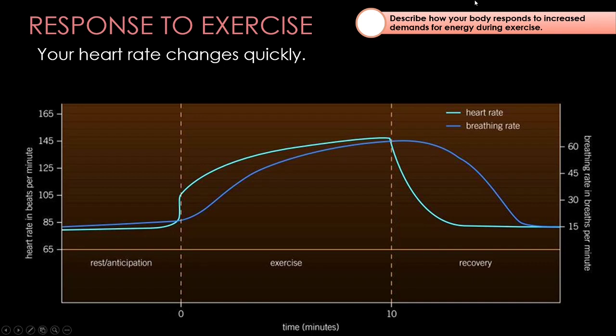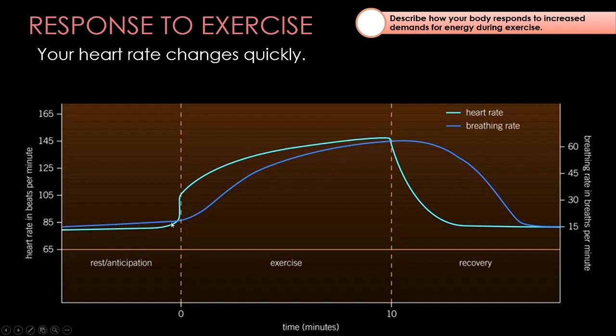In the first bit here, we have somebody who's resting. They're not actually doing any exercise at all. Their breathing rate is 15 breaths per minute, roughly. This dark blue line. And their heart rate is, what's that? Probably about 80 beats per minute. And once they start exercising, immediately their heart rate starts to increase. So their heart rate starts to go up really, really fast.